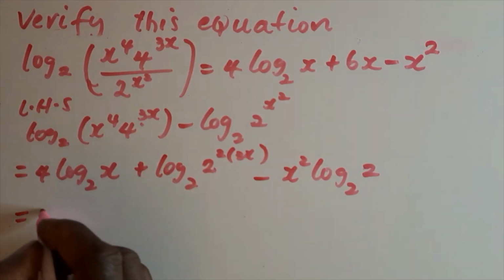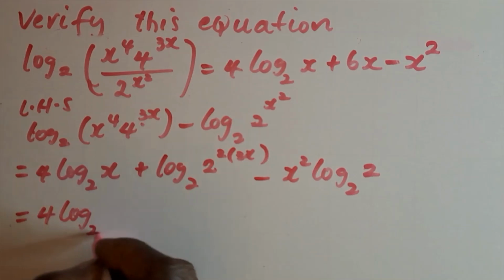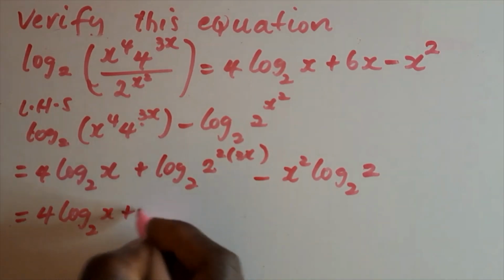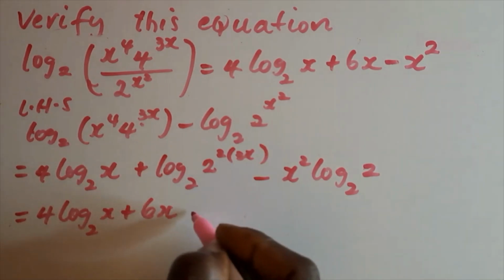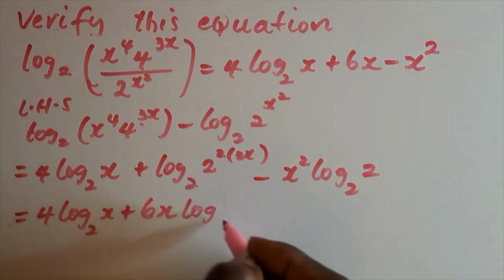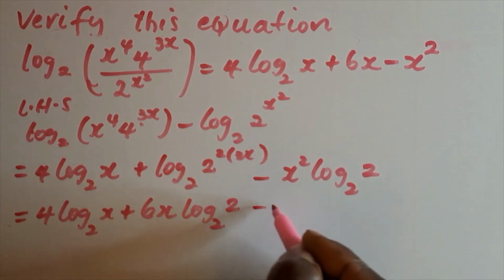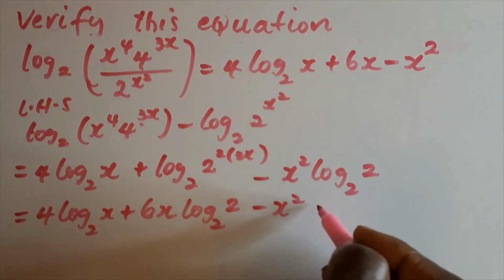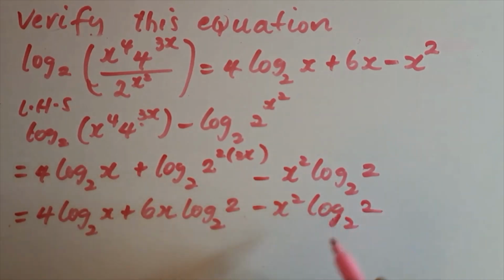So we have 4 log to the base 2 x, add 6x log to the base 2, and we're just left with a base of 2, minus x squared log to the base 2 of 2.